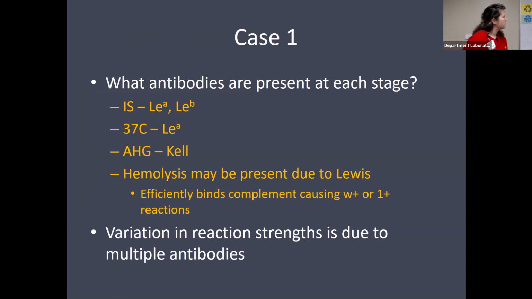The Lewis family is also associated with hemolysis. It is one of our antibodies because it is associated with the IgM. It is very efficient at activating complement. And you guys remember when complement is activated, it can cause hemolysis, okay?